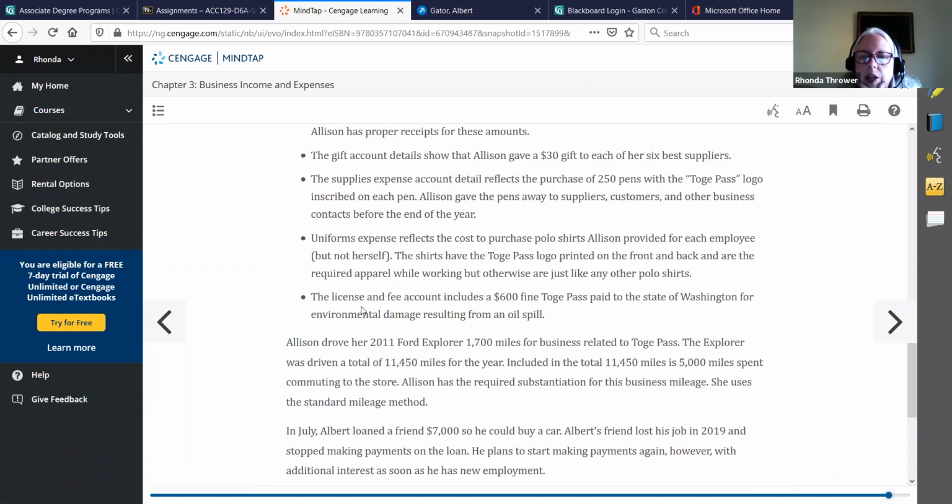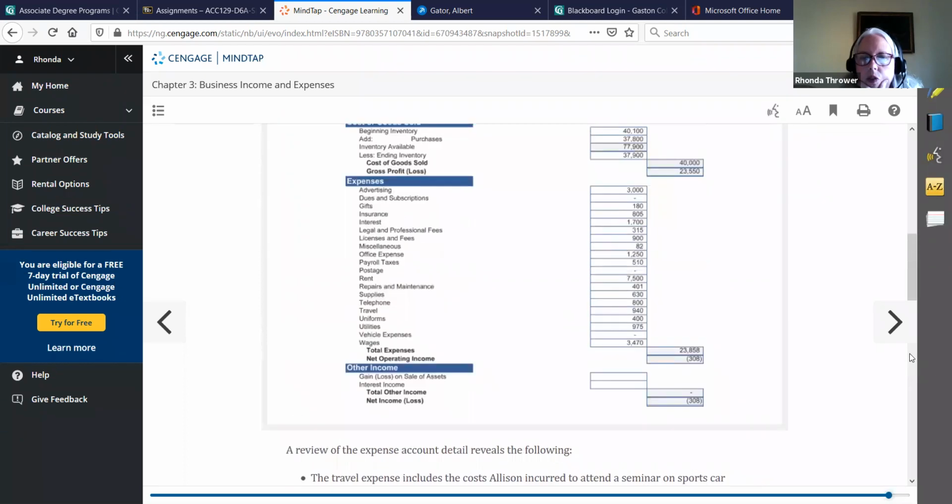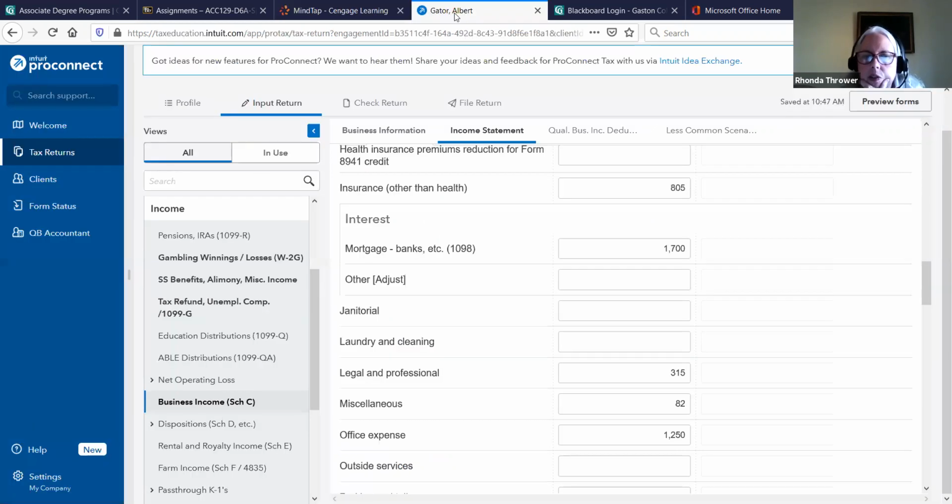And what it says is the license and fee account includes a $600 fine to Topaz, the company that was paid to the state of Washington for environmental damage resulting from an oil spill. So this $600 is really not a license, but it is, however, a fee. And we don't put that $600 fine in with the license. We just want to know what the license and the taxes are on our Schedule C. But your license would be 900 less the 600. That would leave you with the amount for the license.